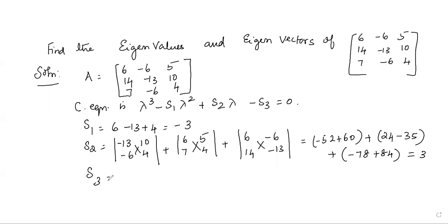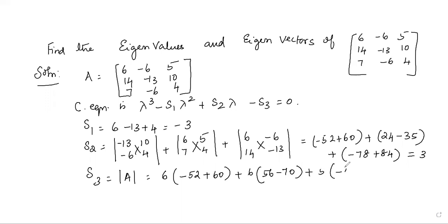Now S3 is equal to determinant A. So we have to find the determinant value of the given matrix. So 6 into minus 52 plus 60, then plus 6 into 56 minus 70, then plus 5 into minus 84 plus 91. So on simplifying this, it is equal to 48 minus 84 plus 35, and therefore we'll be getting 83 minus 84, so it is equal to minus 1.